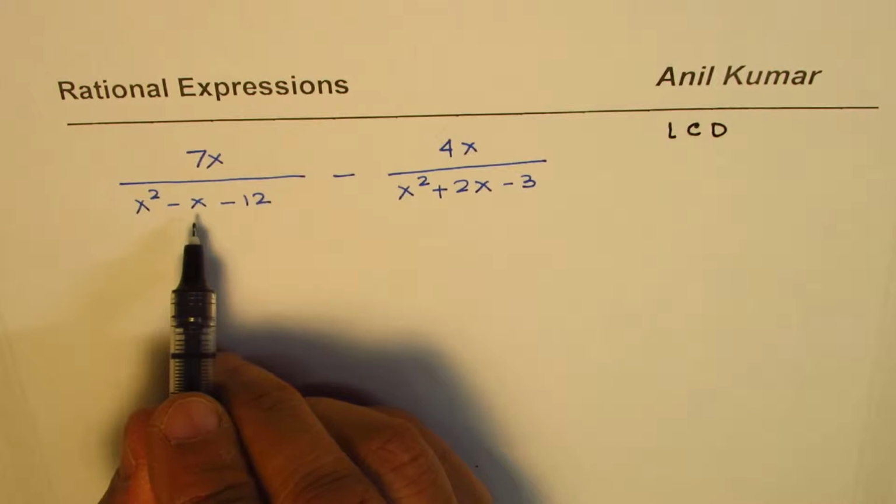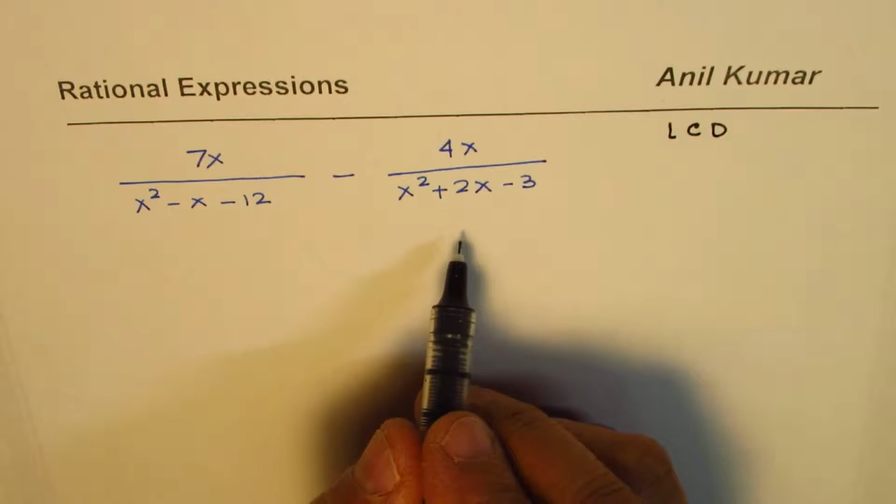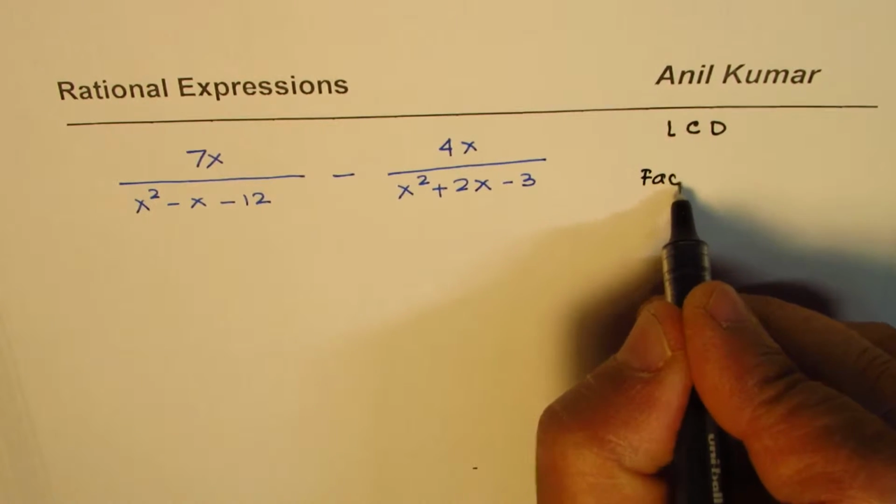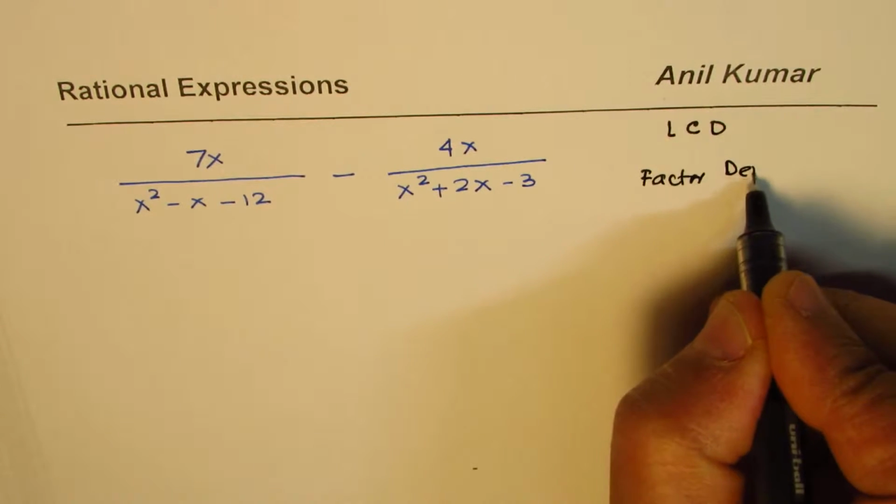Now, to do subtraction, we are always looking for the lowest common denominator, right? So let's find the lowest common denominator. For that, we need to factor the denominator. So the first step is to factor the denominator, right?